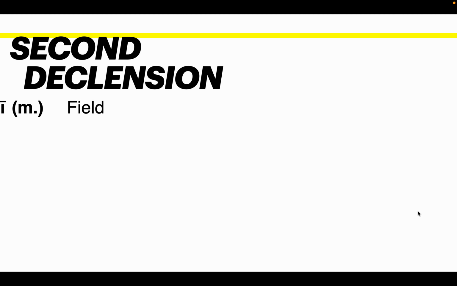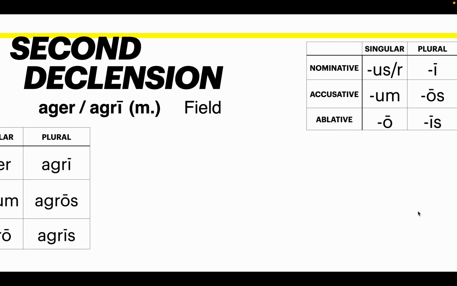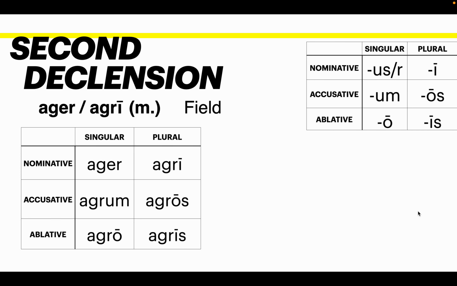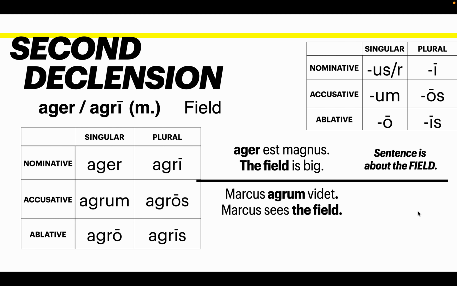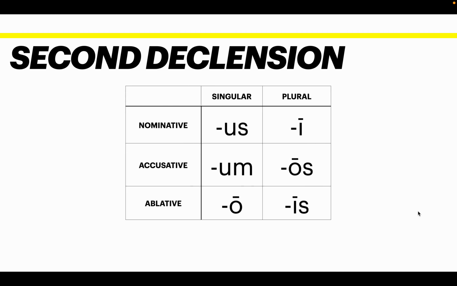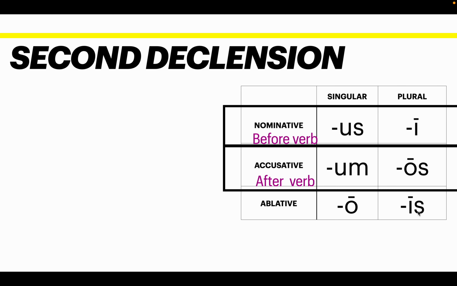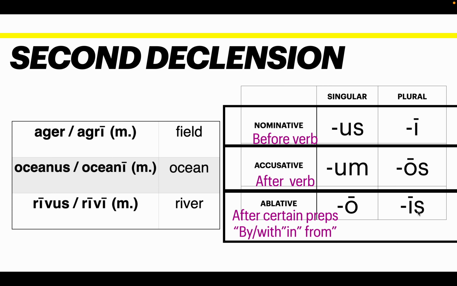Let's take a look with an R ending second declension noun, like ager. Here are the endings. Same endings apply. And so nominative, about it, accusative, after the verb, and ablative, after certain prepositions or by, with, in, from. Now we have some words, just a quick recap, like okeanos and ager. They're all going to follow these patterns, before, after, and after certain prepositions.